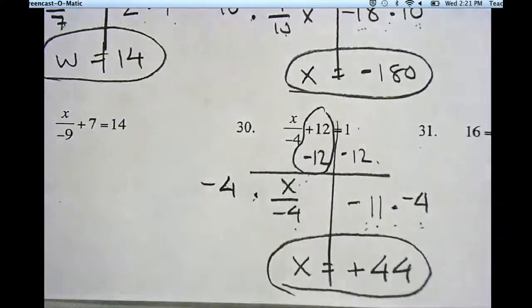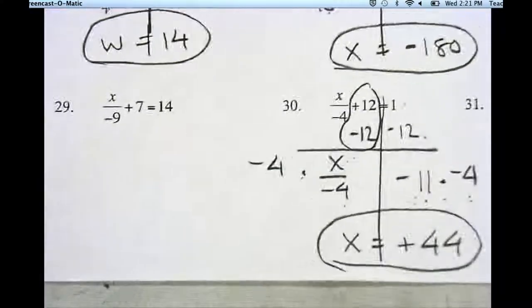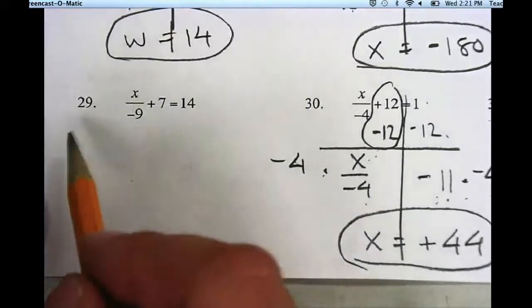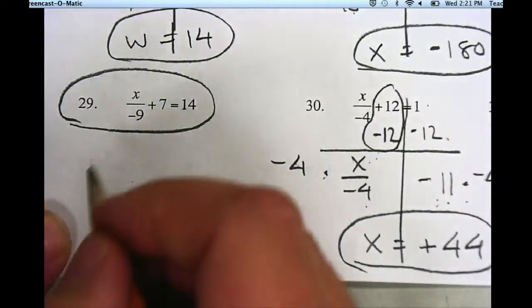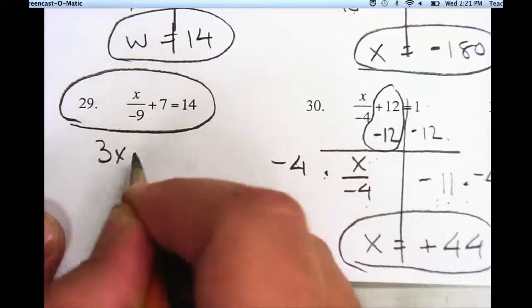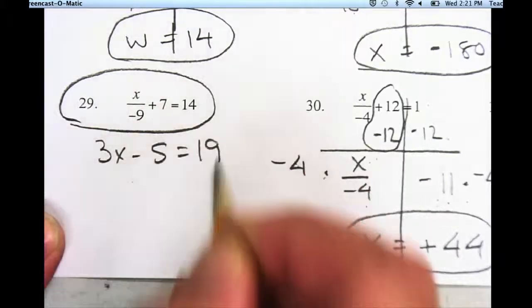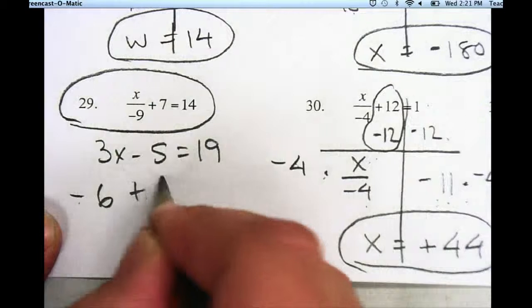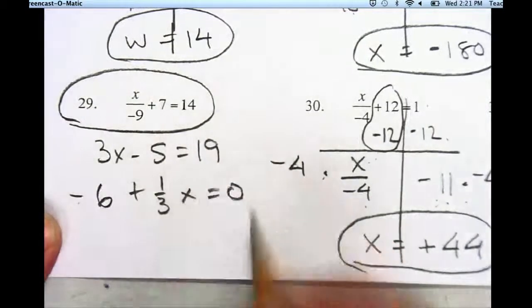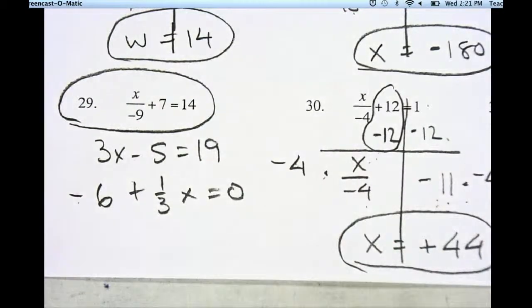Now, before you retake the test, I have 3 problems for you to do. So on a piece of paper, I want you to write down this problem, number 29. I want you to write down this one, 3x minus 5 is equal to 19. And I also want you to write down this one, negative 6 plus 1/3 x is equal to 0. Those are 3 problems from your test.